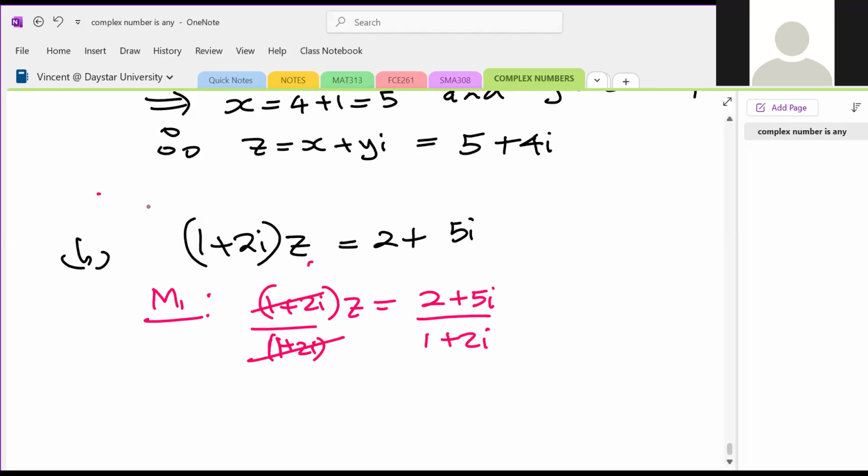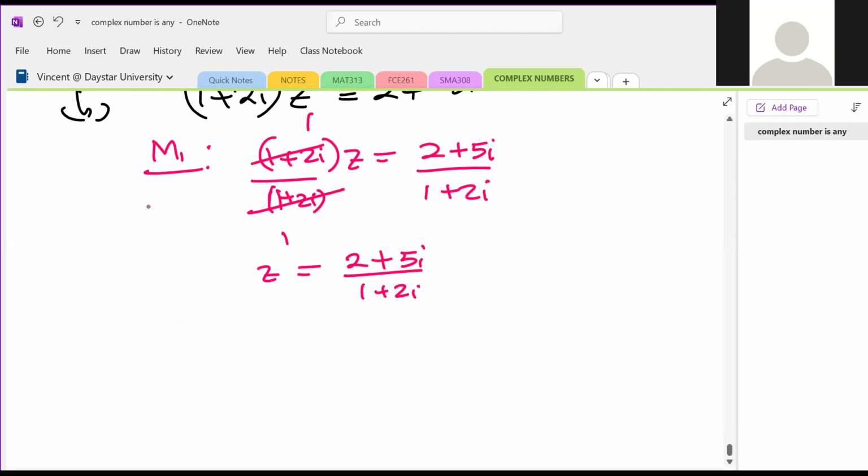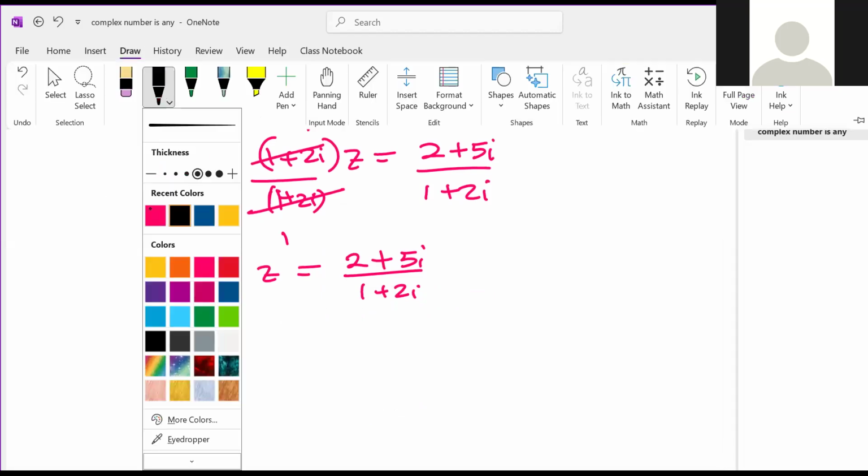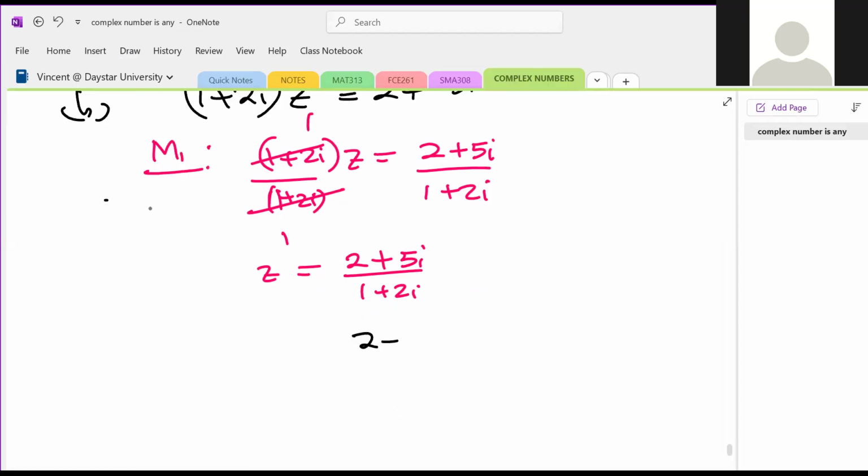So that this and this cancels out, so that z equals 2 plus 5i over 1 plus 2i. And then this one, you do the complex rationalization. So we'll have 2 plus 5i multiplied by the conjugate of this, which is 1 minus 2i, divided by 1 plus 2i, multiplied by 1 minus 2i.